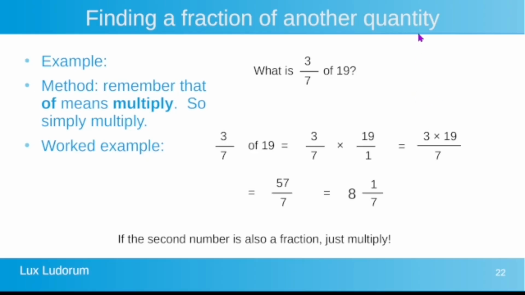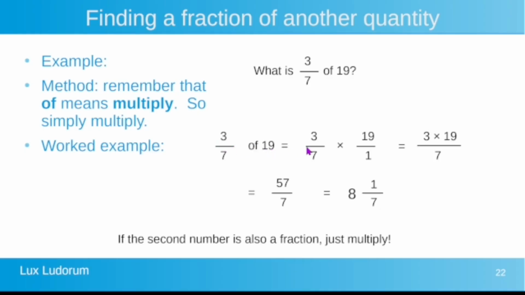Finding a fraction of another quantity. Here's the example. What is 3/7 of 19? You must remember that of means multiply. So simply do a multiplication.